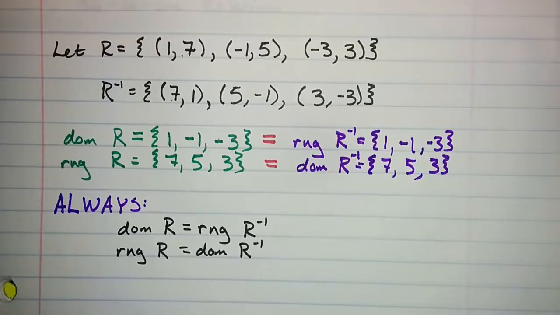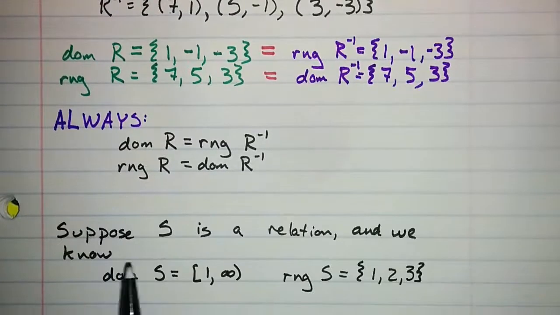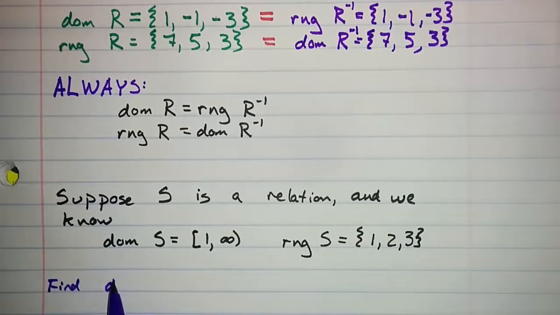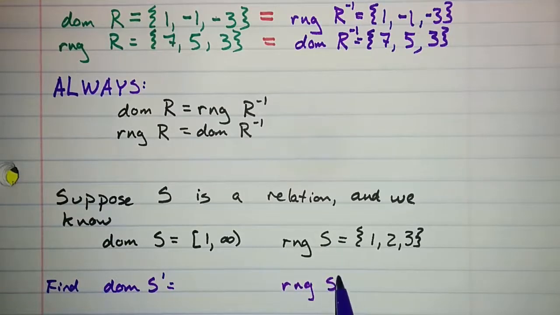This will come in handy later because we'll find it easier in some cases to find the domain of a relation than we do to find its range. At the moment, this gives us an easy way to fill in missing sets, right? Suppose we have some relation S, and we know its domain is the interval from 1 to infinity, including 1, and its range is the set of three numbers 1, 2, 3. Suppose we wanted to find the domain of S inverse and the range of S inverse.